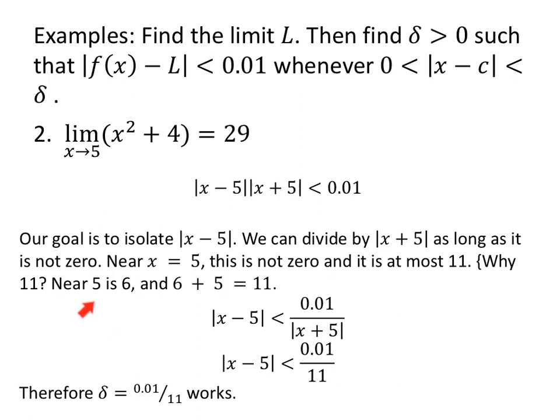Why 11? Near 5 is 6. Near 5 is also 4. But I want to make it more exact, so I'll overestimate. 6 plus 5 is 11. That's the most I would say this would be.